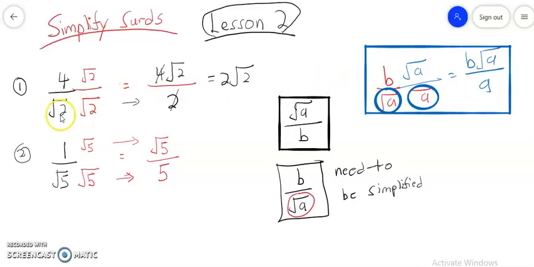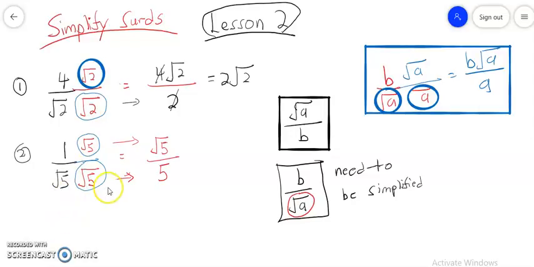As you can see, I multiply with the same denominator up and down. Same goes here: square root of 5, I multiply with square root of 5, up and down.